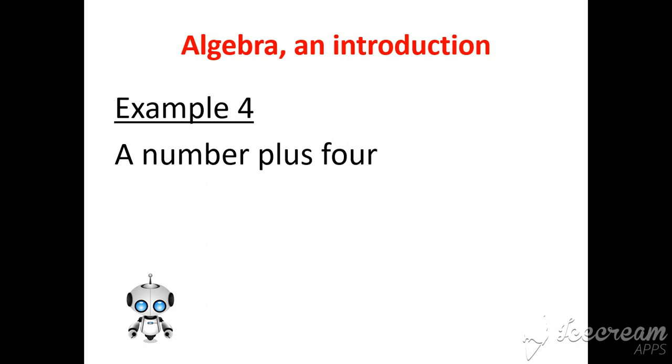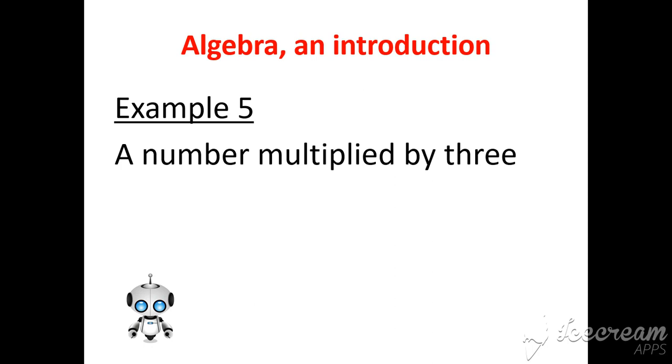Right, let's look at this example. Example 4, a number plus 4. We're going to write this into algebra. So we're going to use x as the number, and we're going to write x plus 4, a number plus 4. Now, we didn't have to use x. We could have used t plus 4, a plus 4, n plus 4. Doesn't really matter what letter or symbol we use.